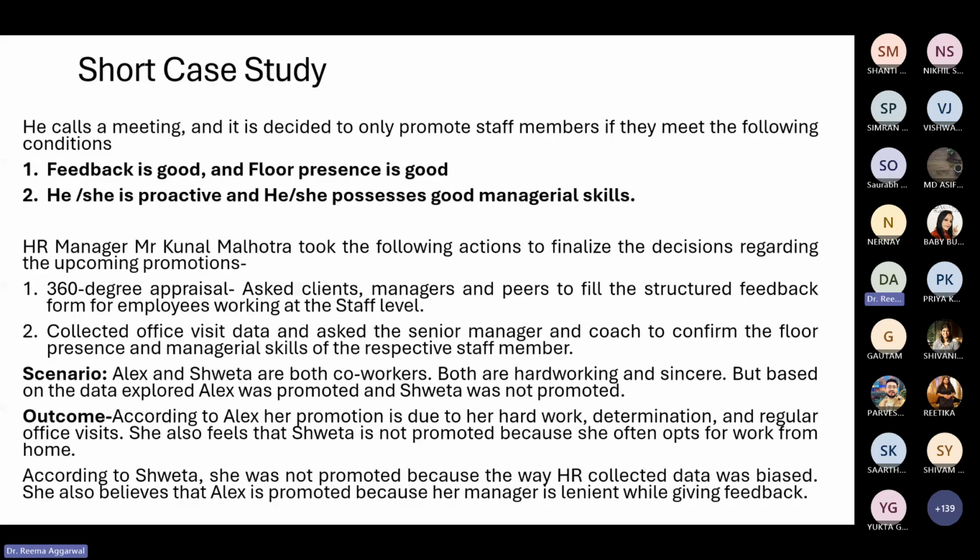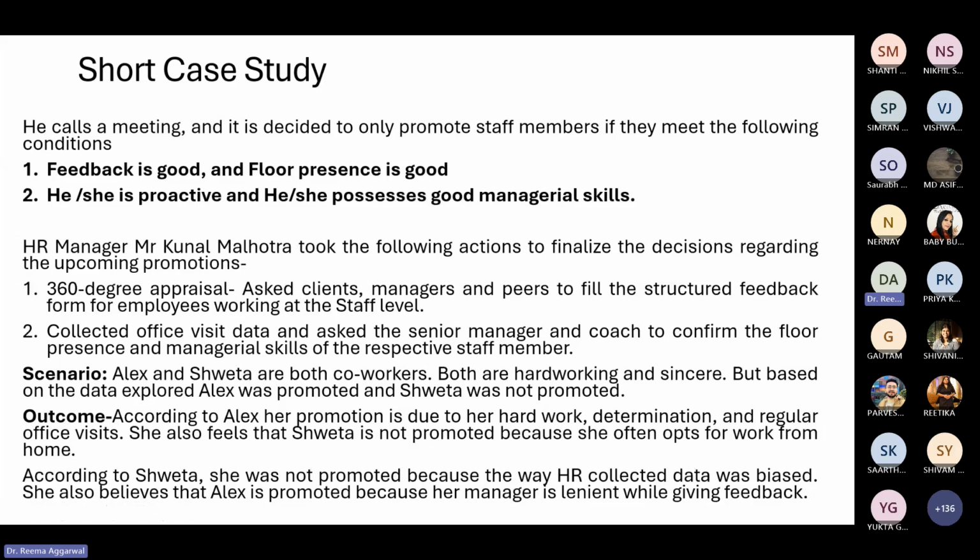Similarly, when we look into Alex's case, when Alex says that Shweta is not promoted because she opts for work from home, this is fundamental attribution error. तो जब हम किसी और के failure को attribute करते हैं, we always feel that this is happening because of the external reason. But when she is attributing her promotion to hard work, partially it is correct because in the case study it is given that both are hardworking and sincere.